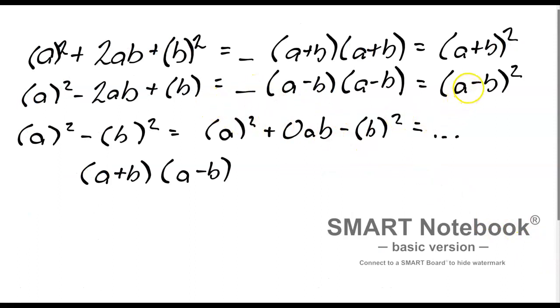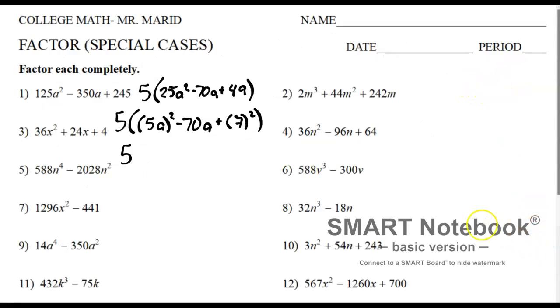So you can simply skip to this part right here: a minus b squared. So this is technically all of A, and this is all of B. So we can write it as 5a minus 7 squared. Okay, that's a shortcut.